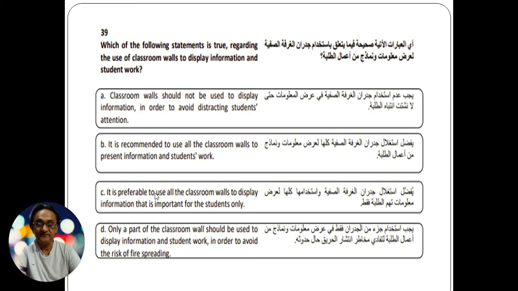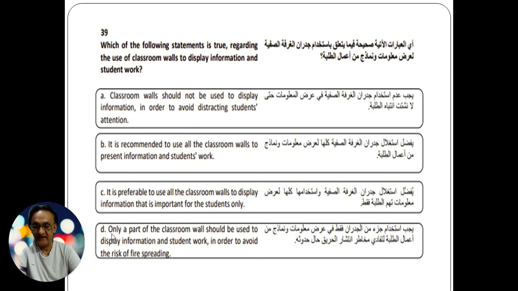It is preferable to use all the classroom walls to display information that is important for the students only. Of course this classroom is for students. Okay, the statement doesn't even make sense, but this is the distractor. Why is it supposed to mention important for the students only? The classroom is only for students, not for workers or peons like that. So that is recommended classroom walls to display. It shows all the classroom walls.